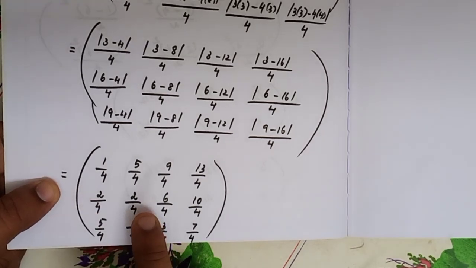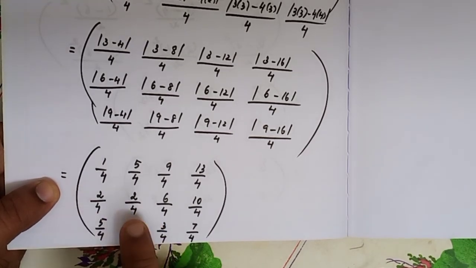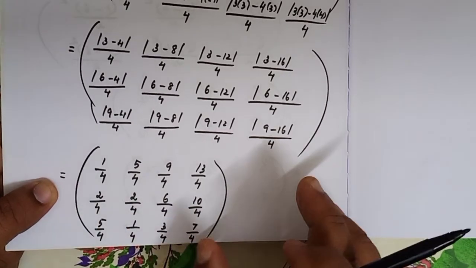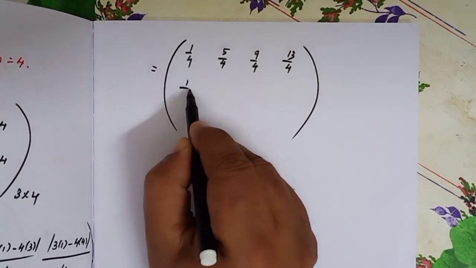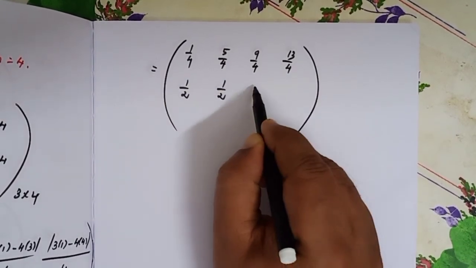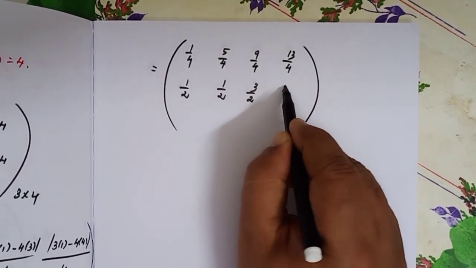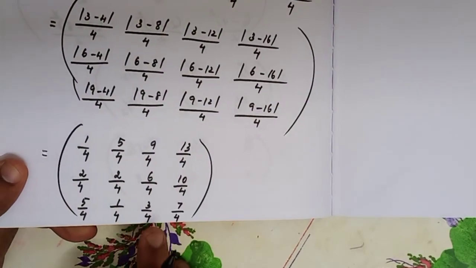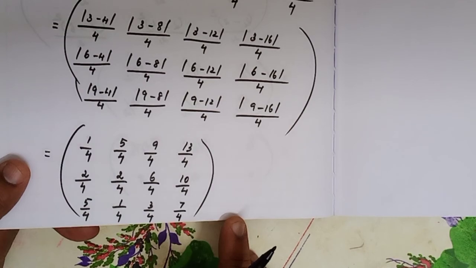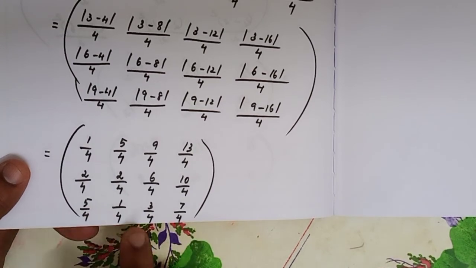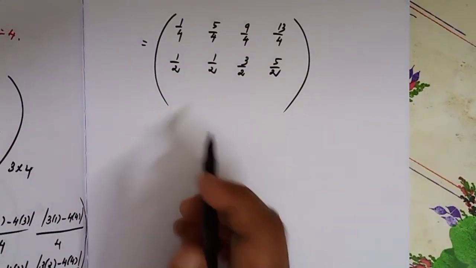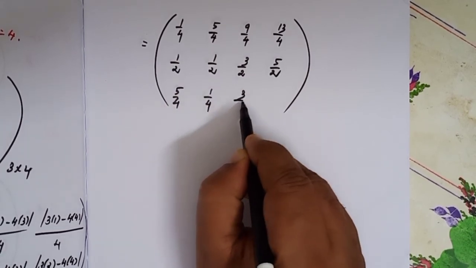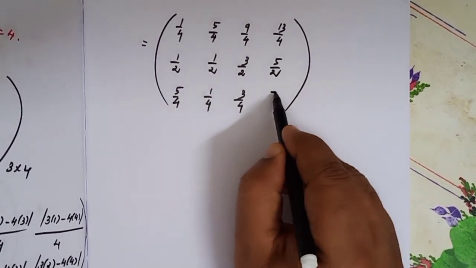Here it is also 1 by 2, 1 by 2, 1 by 2, 3 by 2, 5 by 2, and so on for the second row. Finally here 5 by 4, 1 by 4, 3 by 4, 7 by 4; nothing can be simplified, so write as it is. 5 by 4, 1 by 4, 3 by 4 and 7 by 4.